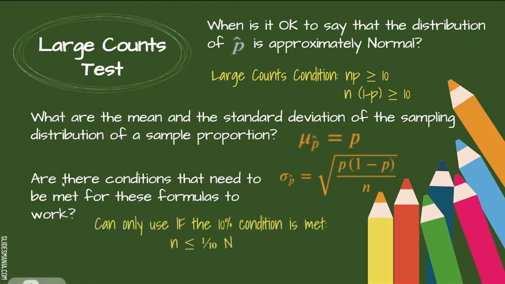So the condition that needs to be met to use those proportions is just the 10% rule. You can only use them if the 10% condition is met: n is less than or equal to 1/10 of N, N being the population.